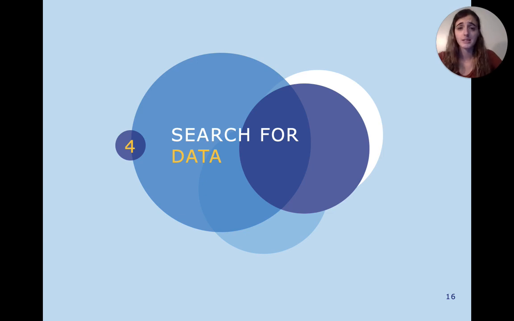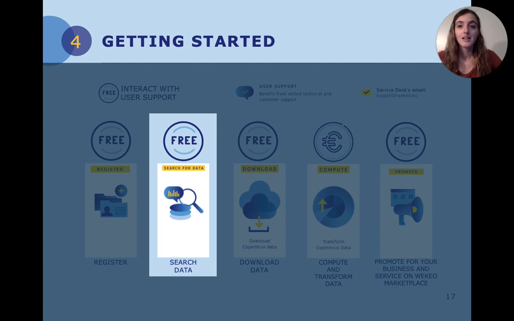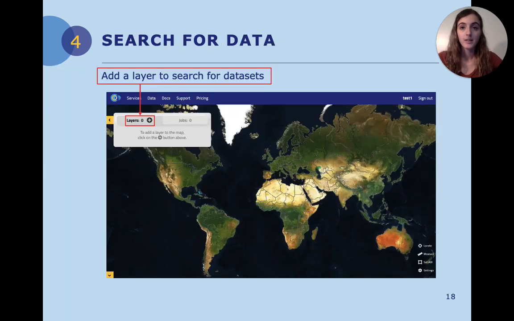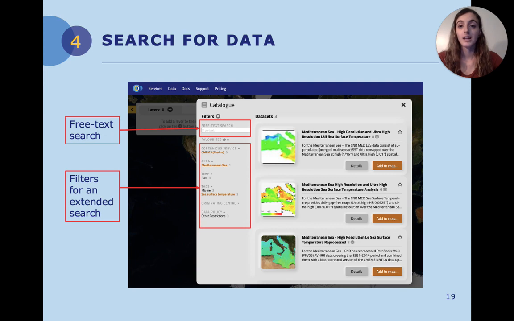Once you have registered as an essential user of WEkEO, the next steps are to search and download data. Let's see first how to search for data. As we have seen previously, data search on WEkEO is free. The WEkEO data viewer displays a map at the background. In order to search the data, click the button Add Layer. On the left, you can type the data of interest in the free text search box, or you can use filters for an extended search. The results appear on the right.